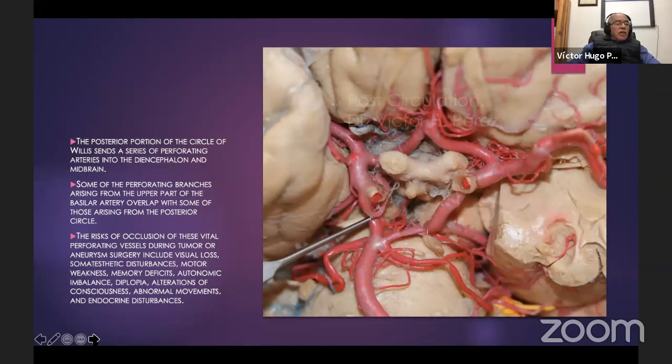The posterior portion of the circle of Willis sends a series of perforating arteries into the diencephalon and midbrain. Some of the perforating branches arising from the upper part of the basilar artery overlap with some of those arising from the posterior circle. The risk of occlusion of these vital perforating vessels during tumor or aneurysm surgery includes visual loss, somesthetic disturbances, motor weakness, memory deficit, autonomic imbalance, diplopia, alteration of consciousness, abnormal movements, and endocrine disturbances. So this is a very critical site for surgical procedures, especially aneurysms coming from the basilar artery.